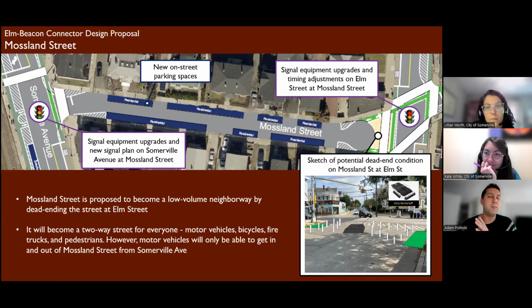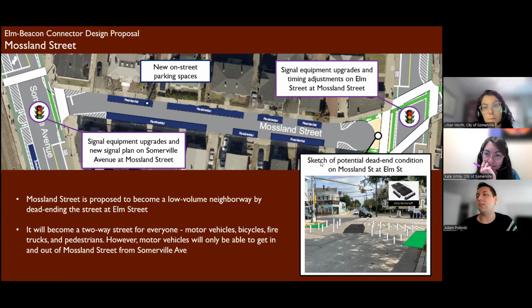However, the main problem with just calling it a neighborway today is that traffic volumes are currently too high for it to be considered a low stress route. To reduce traffic to a level that's comfortable for people to bike in the middle of the street, we are proposing to dead end Mossland at Elm Street. The latest design can be seen in the rendering to the right, which will allow for full two-way access for fire trucks, cyclists, and pedestrians at both ends of the street. It will also be two-way for cars, but all access to and from Mossland Street will happen at Somerville Ave.